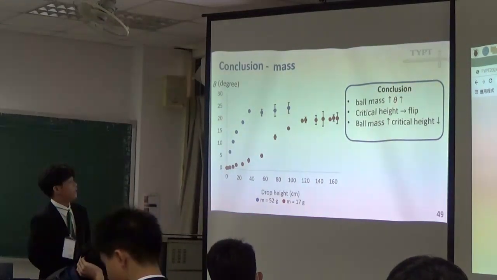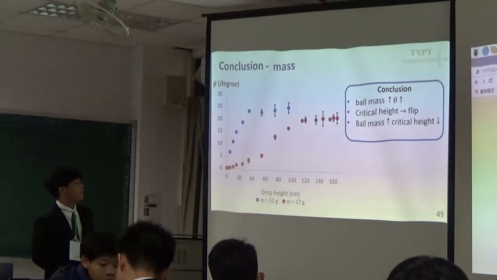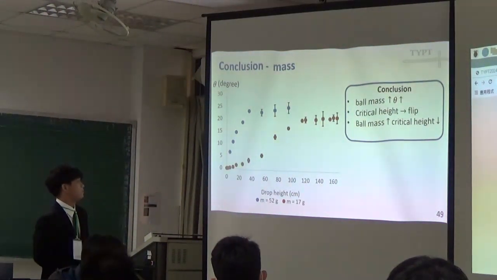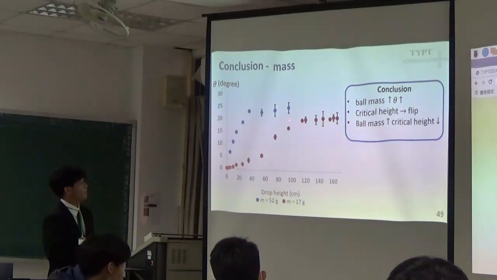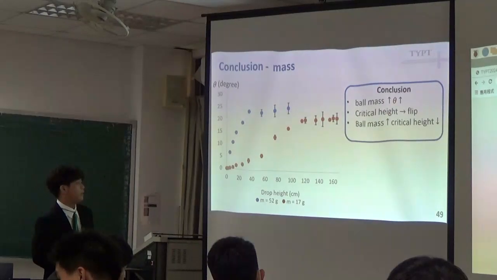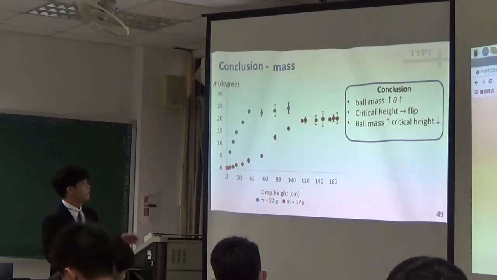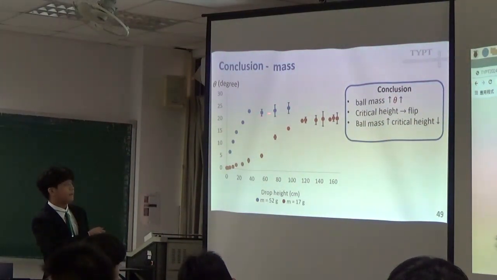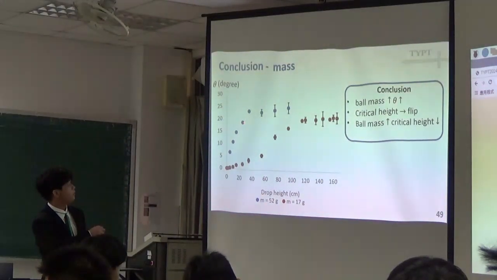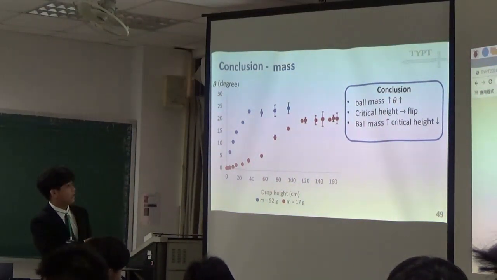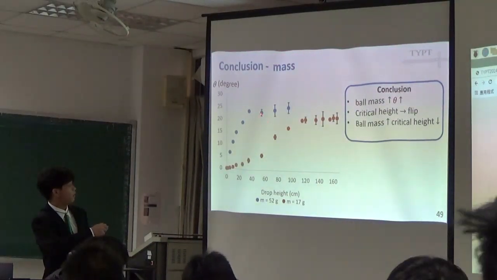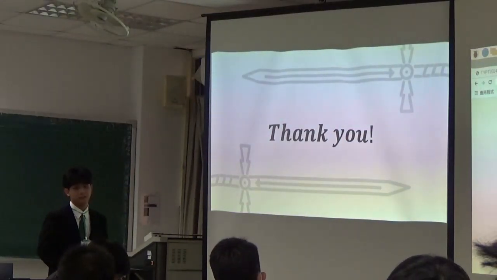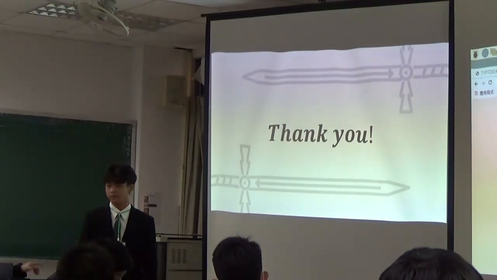And then finally, we compare the different masses of the ball. We can see that when the ball mass goes up, the deflection angle goes up. And then there's the critical height that makes the ruler flip. Also, we can find that if the height increases to a critical point, like here, the deflection angle will stabilize. So at the critical height right here, if the ball is heavier, the critical height will be lower than when we drop the lighter one. So here's my report. Okay, thank you.